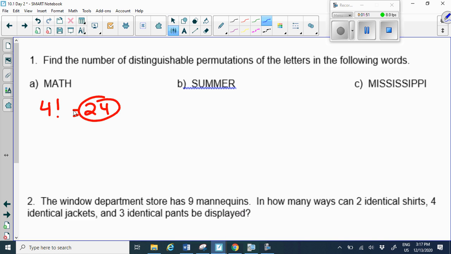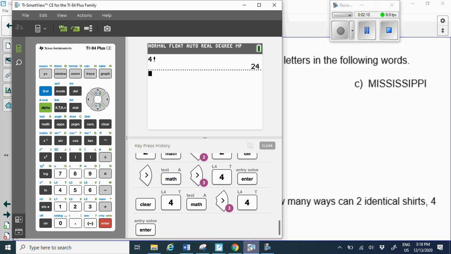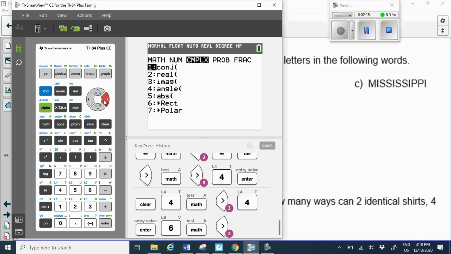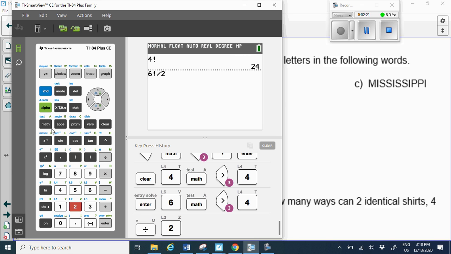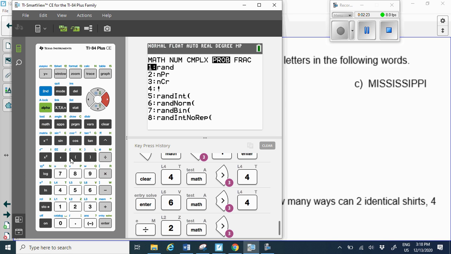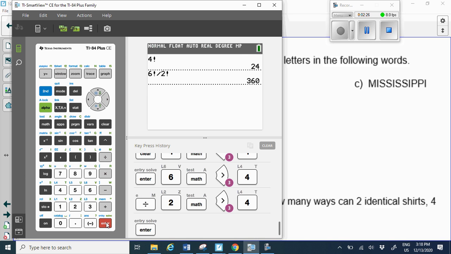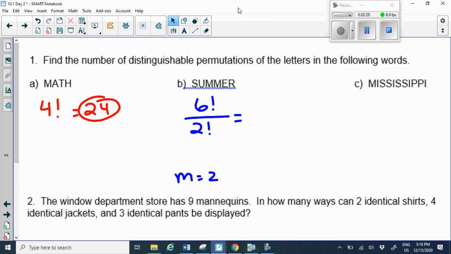Okay, let's look at summer. We'll count the letters of the word summer. We should have 6. That's our total. Now, is there any letters that are being repeated? Yes, the M's. So basically what we're going to do is count how many M's we have. Well, we have 2 of those. So we're going to have 2 factorial. So plugging this into our calculator, we're going to do 6, and then go to math, go over to prob, and then it's going to be number 4 for the factorial, divided by 2, same thing, go over math, prob, the number 4, and that'll give us the factorial. We get 360. That'll be our final answer.